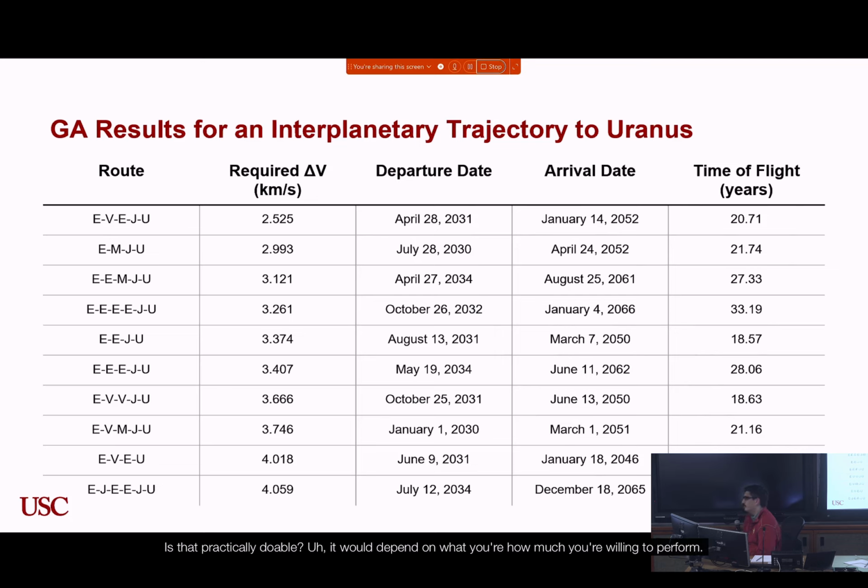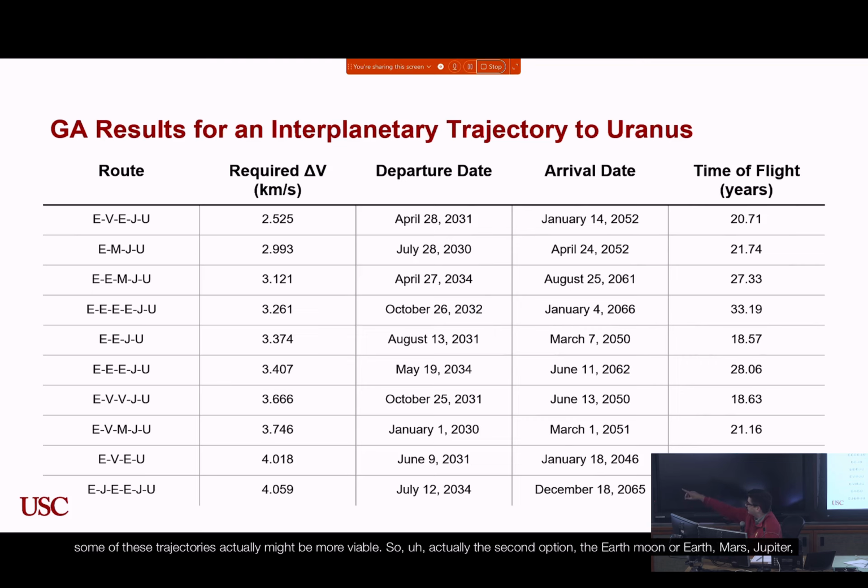It would depend on how much you're willing to perform. I know with Galileo, they were very concerned about trajectory correction maneuvers, and a lot of the routes were actually not possible because it left them with 100 meters per second for trajectory corrections and path changes. And so it would effectively depend. If you can actually have a very high performance upper stage, some of these trajectories actually might be more viable.